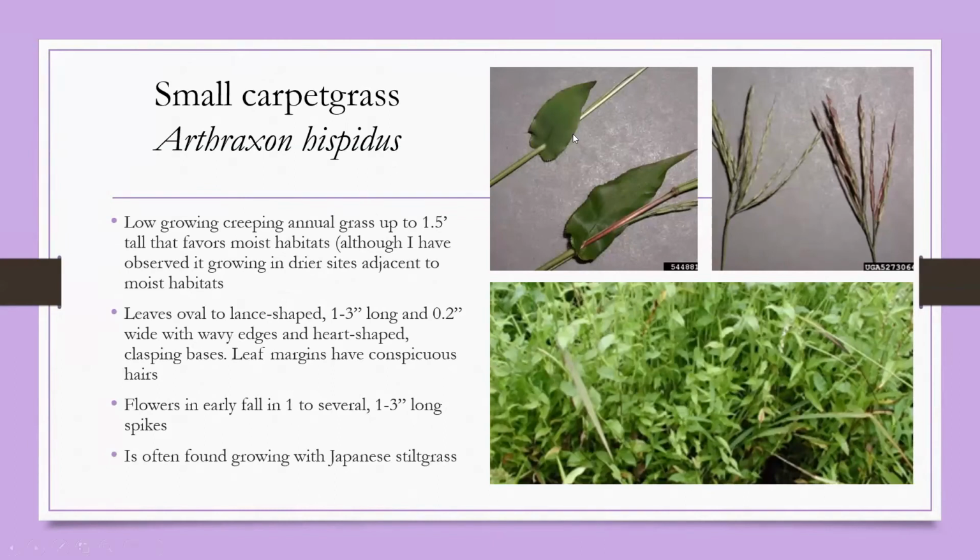Okay, so small carpetgrass, Arthraxon hispidus, is kind of new to the state. It's been here for at least 10, 12 years. And primarily we started noticing it in the southern part of the state, especially along the Ohio River. It is now all the way into the middle part of the state, Brown County, Monroe County. We're finding it in those locations already. So this is one that we'd really like to get a handle on.